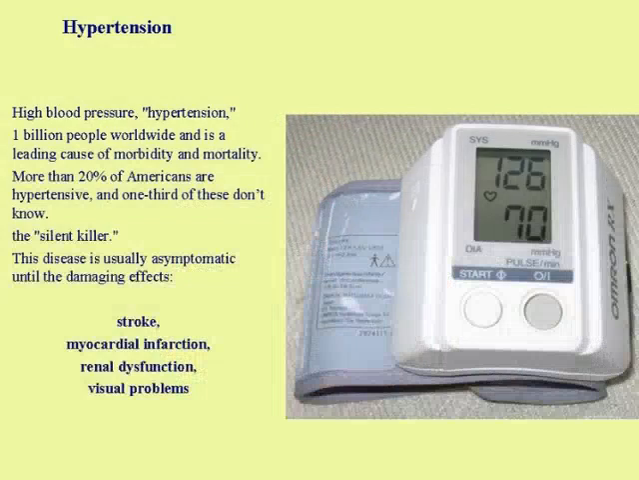High blood pressure, hypertension, we're going to call it from now on, affects about a billion people worldwide. More than 20% of Americans are hypertensive, and a third of them don't know it, which is amazing. That's why it's called the silent killer. And it's usually completely asymptomatic, and if your blood pressure isn't measured, it may only be recognised when a damaging event occurs: a stroke in the brain, a stroke in the eye, a hemorrhage in the eye, a myocardial infarction, that's heart attack, renal dysfunction, renal failure, or visual problems.